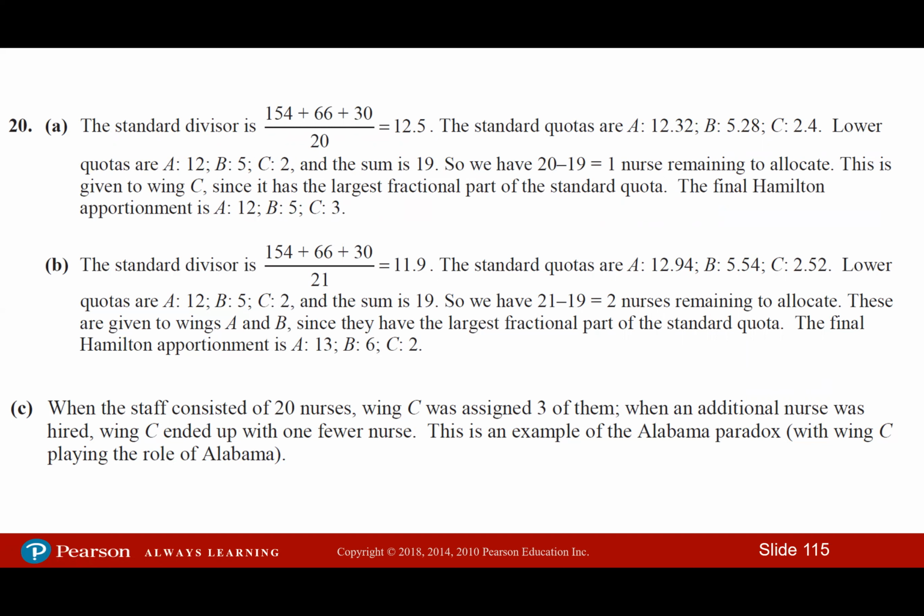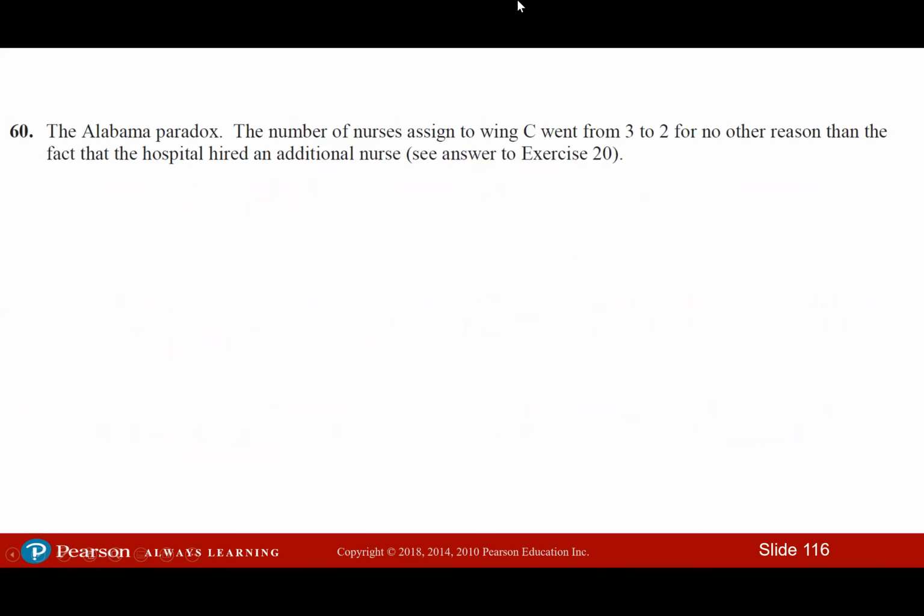When the staff consisted of 20 nurses, wing C was assigned 3 of them. An additional nurse was hired, so wing C ended up with 1 fewer nurse. Again, that is an example of the Alabama paradox. If you want to, you can research a little more on the Alabama paradox. All right, with that, we are done with chapter 4.